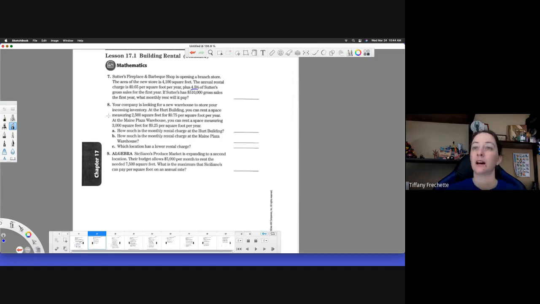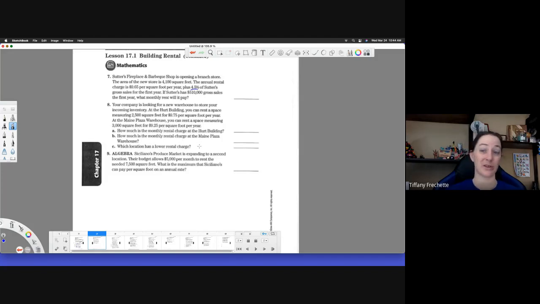All right. Number 8, your company is looking for a new warehouse to store your incoming inventory at the Hurt building. You can rent a space measuring 2,500 square feet for $9.75 per square foot per year. At the main Plaza warehouse, you can rent a space measuring 3,000 square feet for $9.25 per square foot per year. How much is the monthly rental charge at the Hurt building? How much is the monthly rental charge at the main Plaza? Which location has the lower rental charge here?